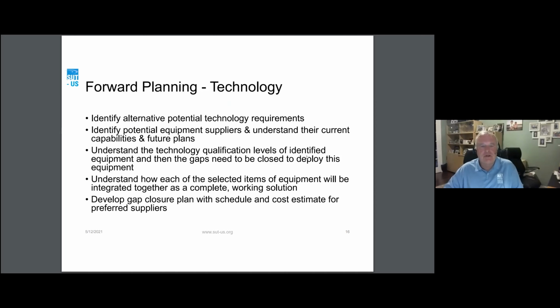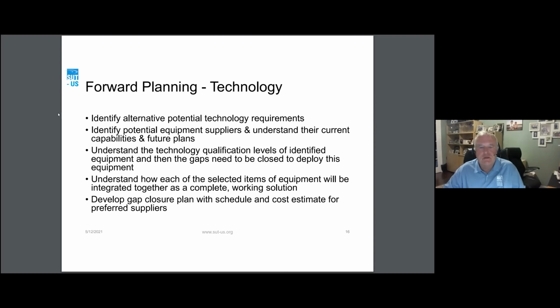Technology. I talked about the different technologies. As you're moving forward with all of this, you need to understand where you are with technology. What are the alternative potential technologies? Where do they stand with the suppliers? What are the current capabilities and future plans?